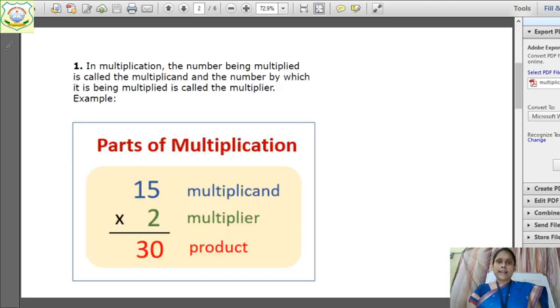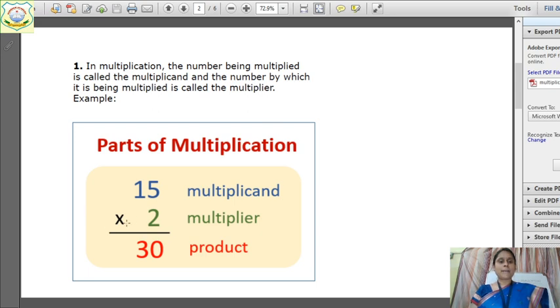First thing that we have learned today, what was it? Yes, the parts of multiplication. The number which is being multiplied is called multiplicand, and the number by which it is being multiplied is called multiplier, and the answer that we get is known as product. Always remember the answer of multiplication is called product.